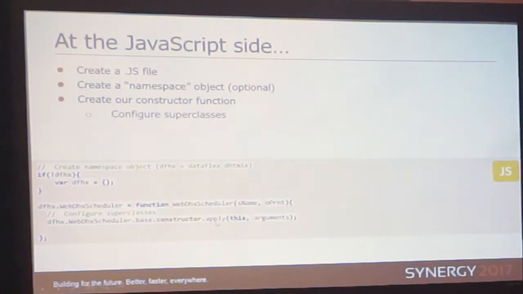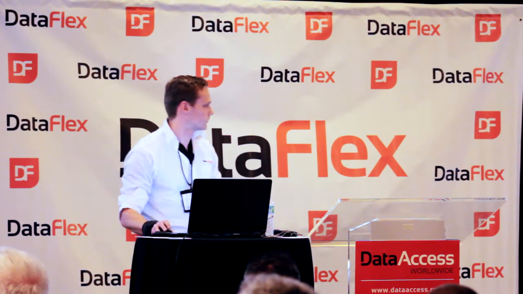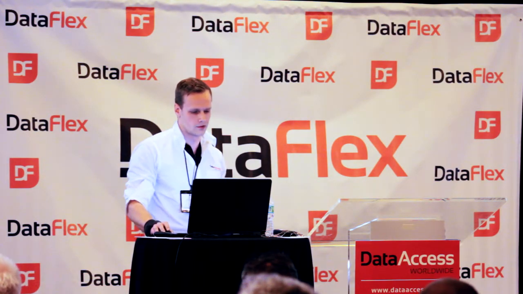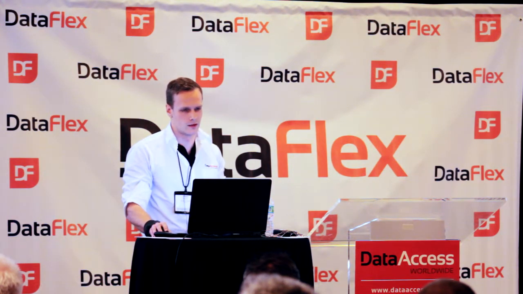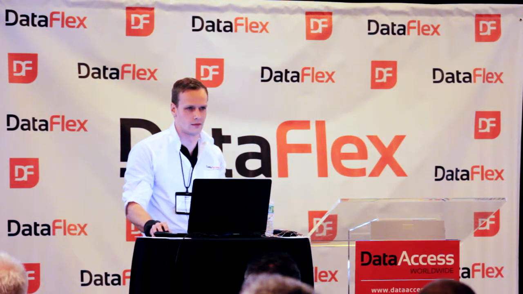So our constructor function will be creating a WebDHXScheduler. It will take a string name and an object parent as arguments. And we'll also be configuring our superclass, which I'll get to in the next slide. But to configure our superclass, we call base.constructor.apply, and then the arguments that we just gave it, so that string name and the object parent.